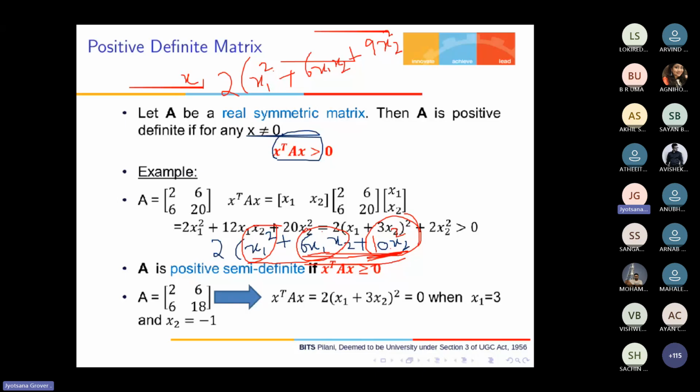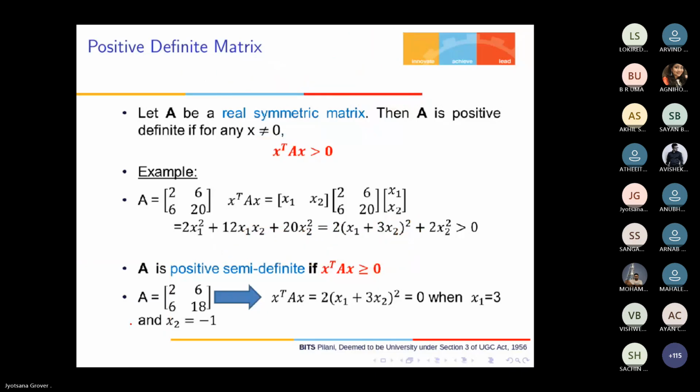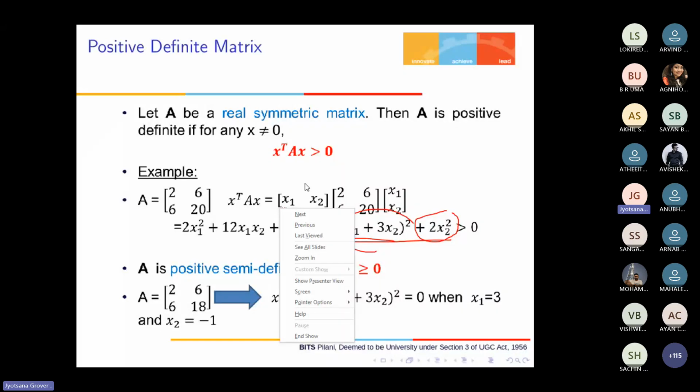Nine x2 square. Now what is the term remaining? Term remaining is 2x2 square. So you get this basically. So this is a square. This is square. So this has to be greater than 0. It cannot be equal to 0 because x is a non-zero vector. So either x1 or x2 has to be non-zero. Is it fine? How do we get this?